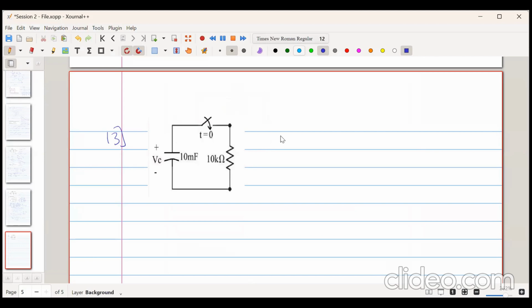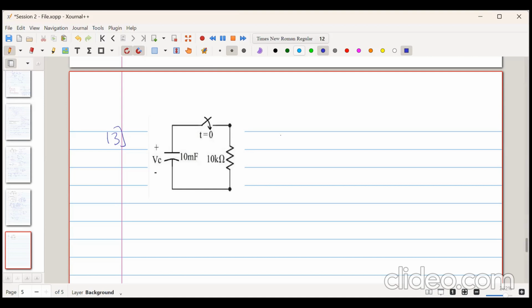Anyone has any suggestions what to do? Sir, we need to write the equation of voltage, the instantaneous voltage across the capacitor. Then we can put VC equal to 1 volt and then easily find the value of time t. Yes, correct.